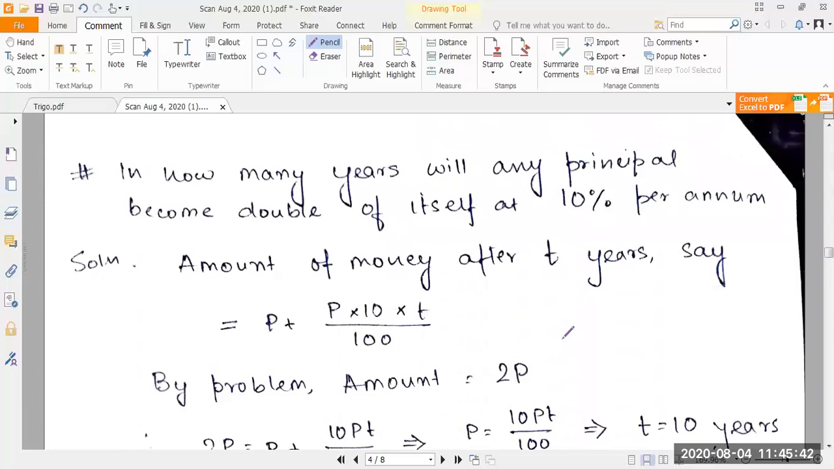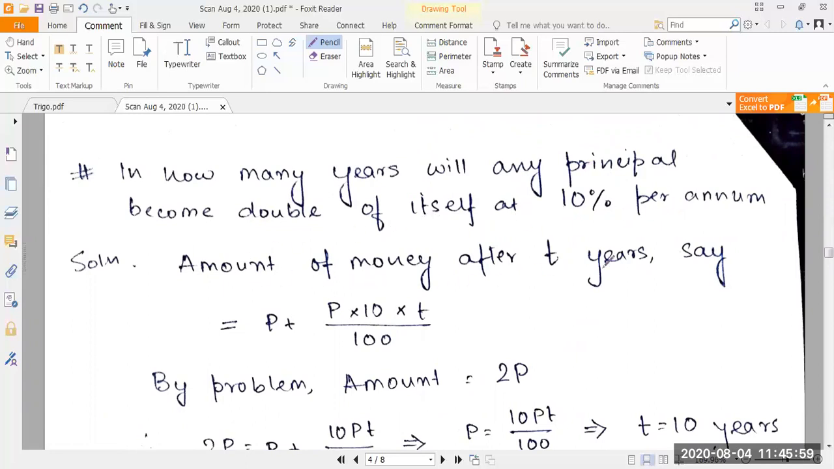So let's start with some sums based on interest, simple interest and compound interest. We'll start with a simple interest sum. In how many years will any principal become double of itself at 10% per annum?